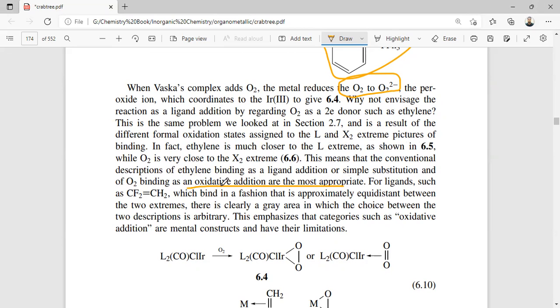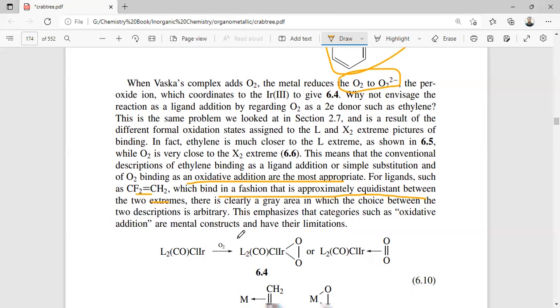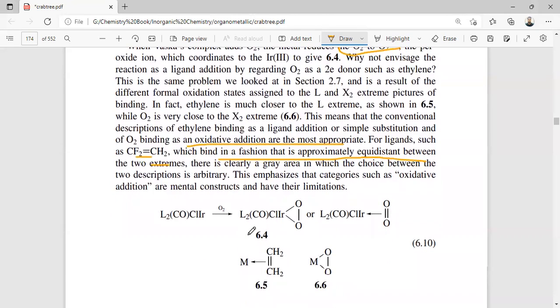So for ligands such as CF2CH2, which bind in a fashion that is approximately equidistant between the two extremes, there is clearly a gray area in which the choice between the two descriptions is arbitrary. They emphasize that the category of oxidative addition, where the metal construct has the limitation.